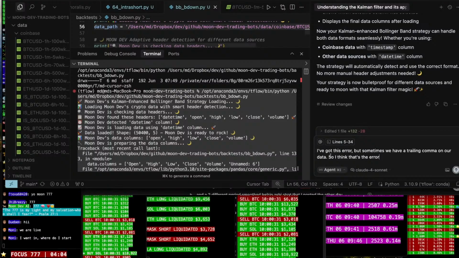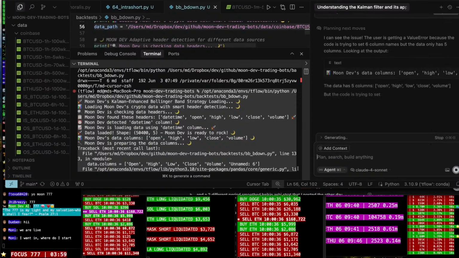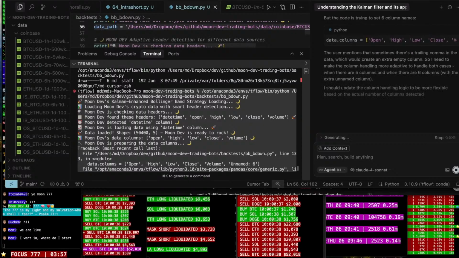I want in. Where do I start? I'm showing everything here today, so I've shown it in the last 30 minutes, and now I'm building out some backtests.